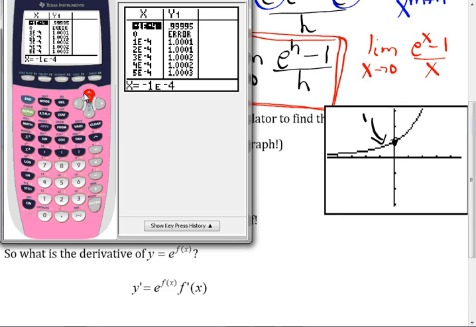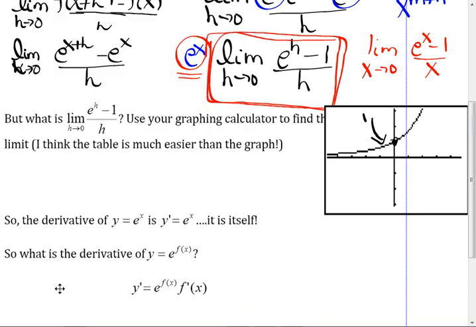It looks like it's getting close to what value? 1. Okay, so it's 1. So that's just a quick little proof. Not totally a proof because I had to use the graphing calculator. I'm sure there's an analytical way. In fact, I know there is. I know what it is, but I need a calculator to do it. So this is just 1.